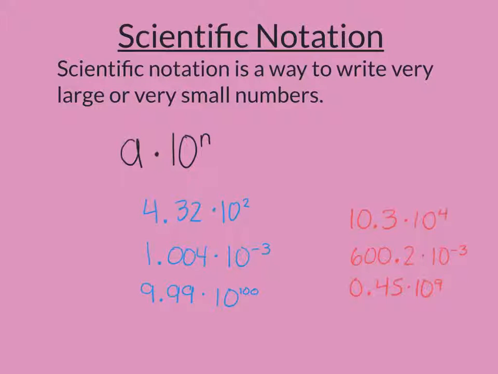These, however, over here, would not be examples of scientific notation. The reason these are not examples is that each of these numbers does not fall between 1 and 10. Here we have a number that's bigger than 10, so that doesn't work. Bigger than 10, it doesn't work. Here this number is less than 1, so these would not be examples.